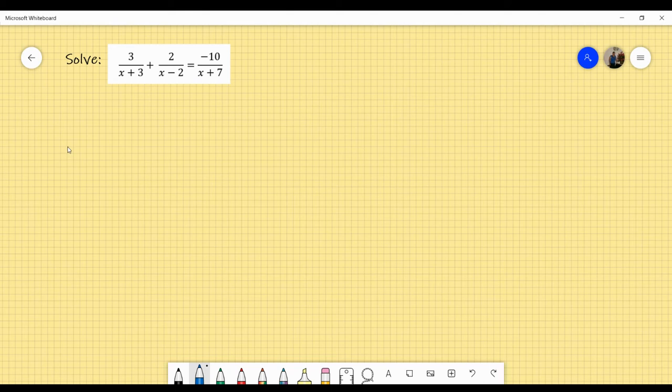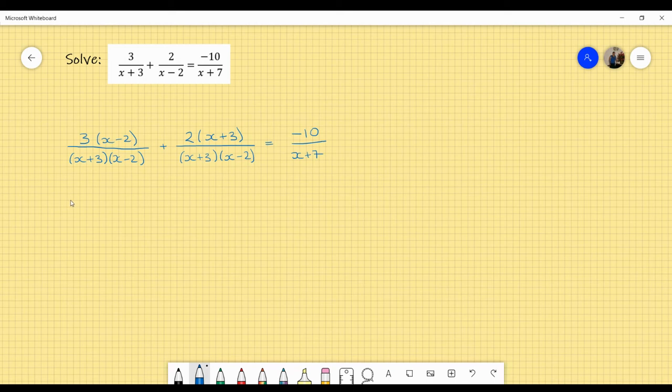So my starting point with this one is to multiply the two denominators together, so that we have the same on each, and therefore we can work out what to do from there. So for the left-hand fraction, we've multiplied both the numerator and the denominator by x minus 2. And on the second fraction, we've multiplied numerator and denominator by x plus 3. And then it's still equal to negative 10 over x plus 7.